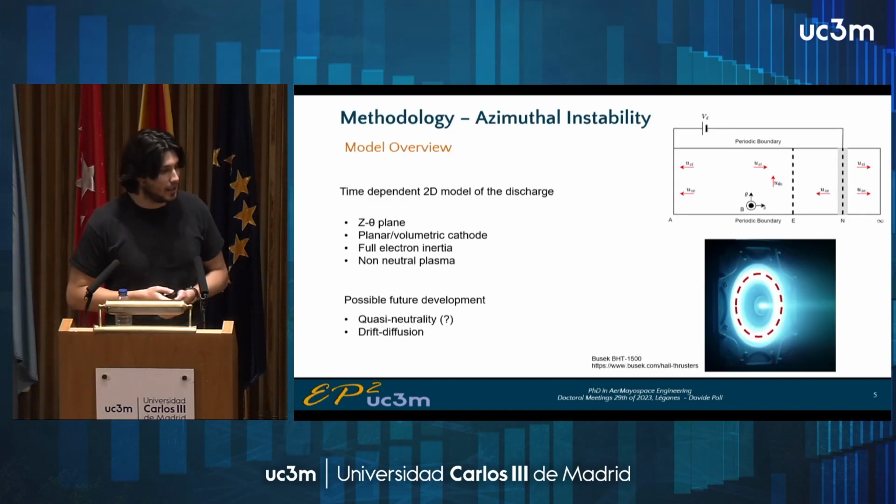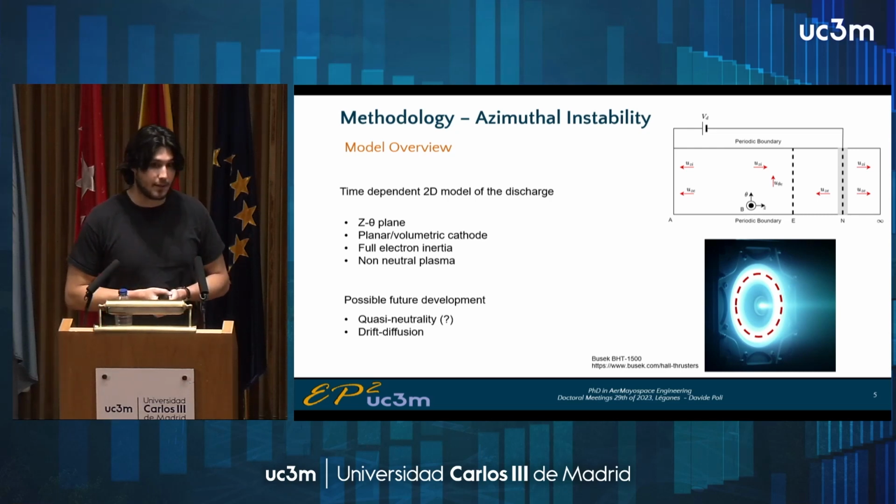Going on with the 2D model, this year I've been developing a two-dimensional axial-azimuthal model of a Hall thruster. Here you can see the computational domain, where we have the anode here and the far plume, a volumetric cathode, and periodic boundary conditions. This is because this computational domain corresponds to unwrapping the cylinder corresponding to this dashed line into a Cartesian domain. The model for now uses full electron inertia and considers a non-neutral plasma.